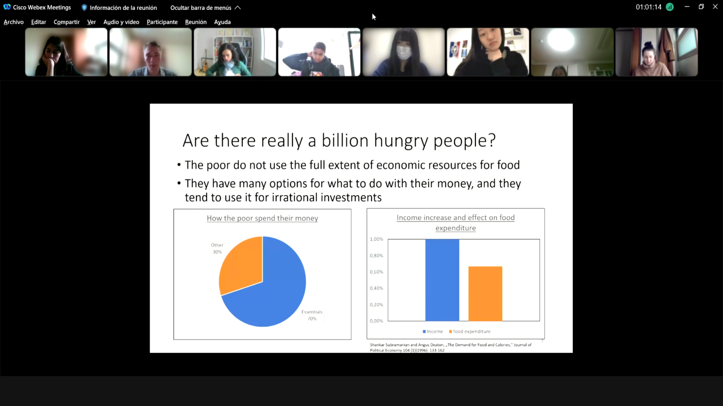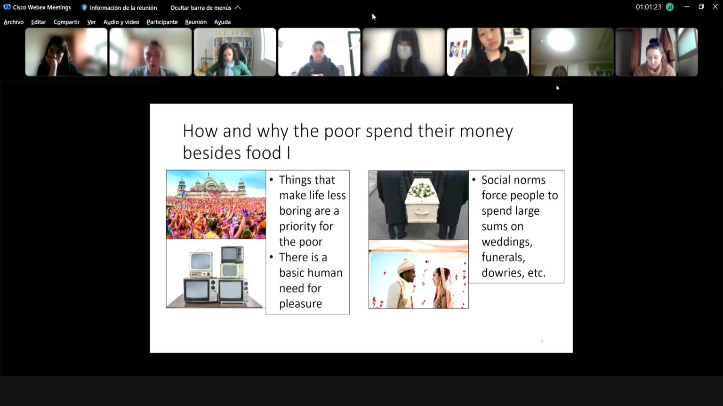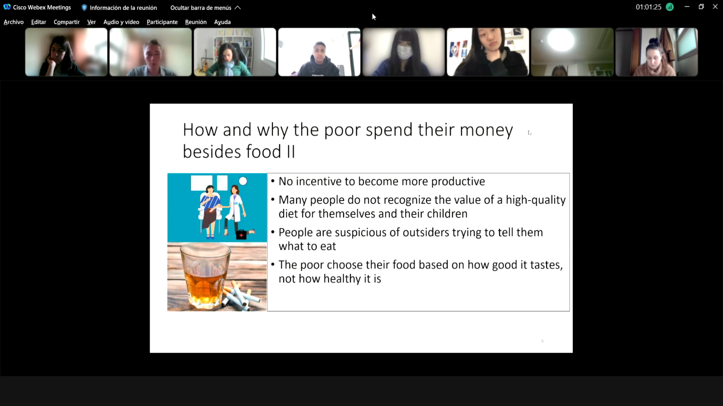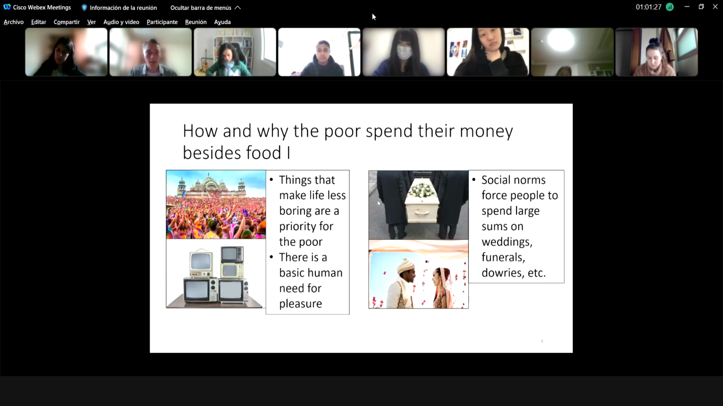So that's an interesting fact. And then the author explains how and why the poor spend their money. And if you look there at the statistic, the author's argument is that they spend their money, for example, on festivals, on DVD players, CD players, radios.